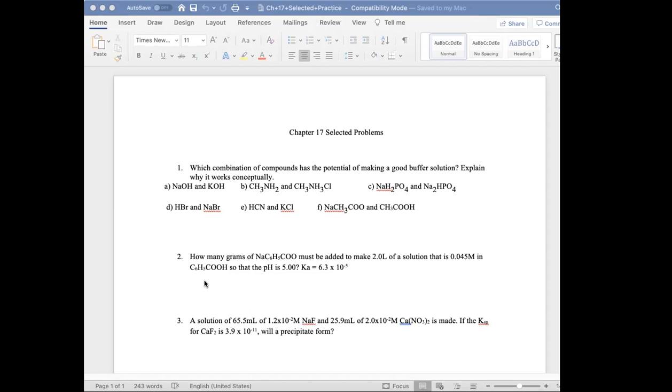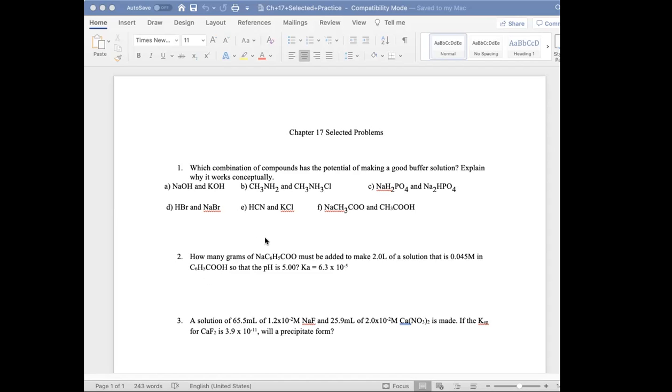And yeah, you're mixing it with its salt, so that'll make a good buffer solution. Okay, and then we have HBr and NaBr. So HBr, tell me about that. What is it? Is it an acid or base? I believe it's a strong acid, maybe. Right, so right away, that's out. It won't make a good buffer.